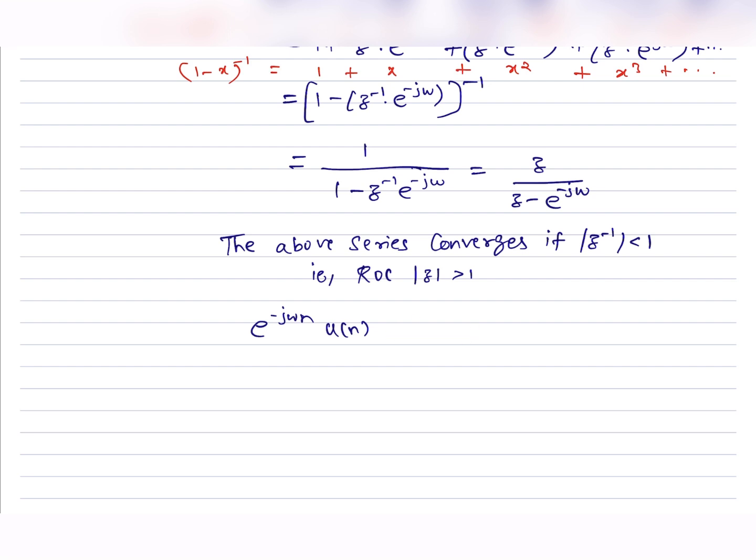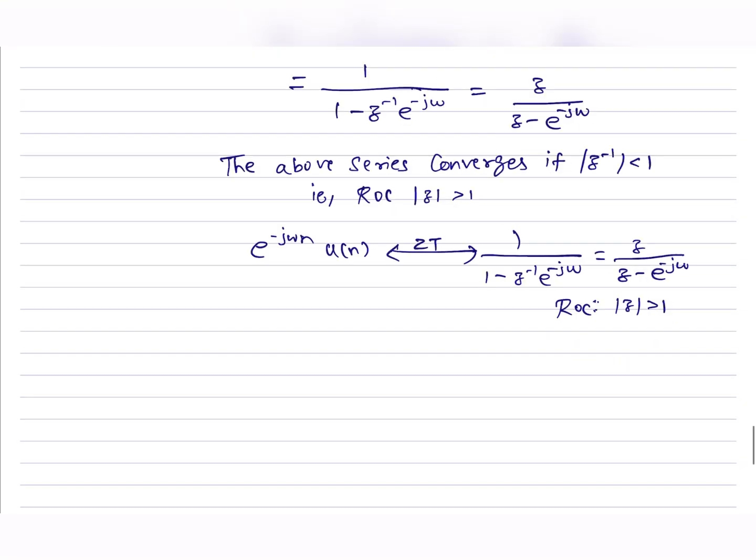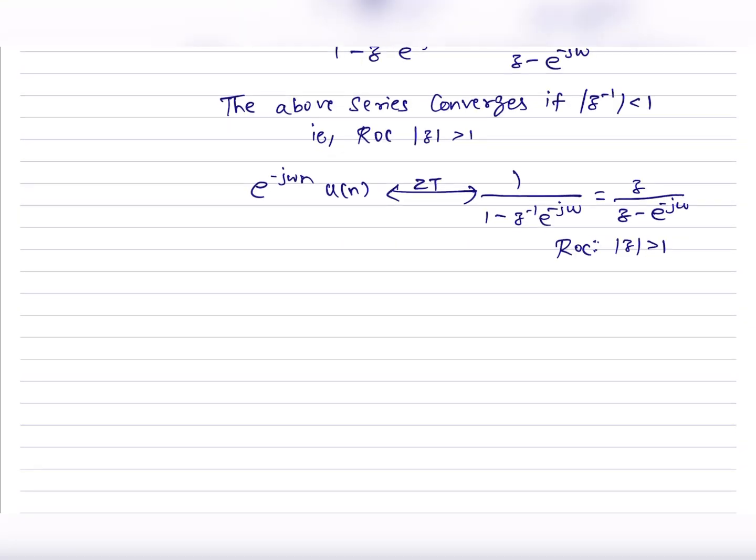Of course, the points will be plotted just outside of the unit circle. And we know this exponential e power minus j omega n into u of n has the transform 1 over 1 minus z inverse e power minus j omega, which is z by z minus e power minus j omega, and the region of convergence is mod z greater than 1.